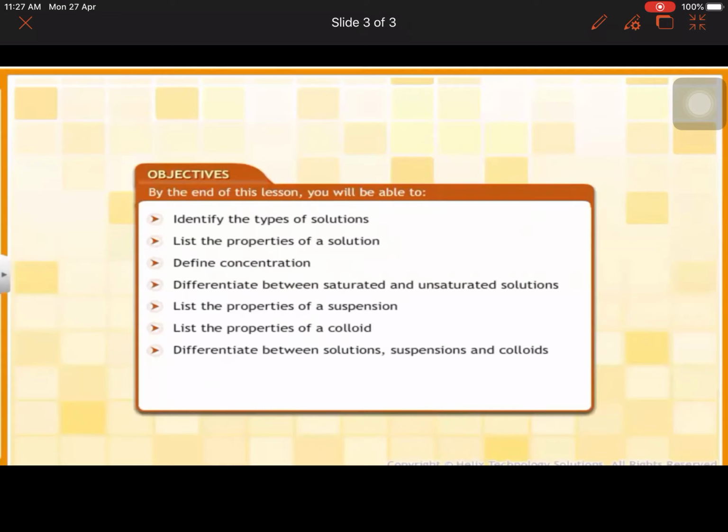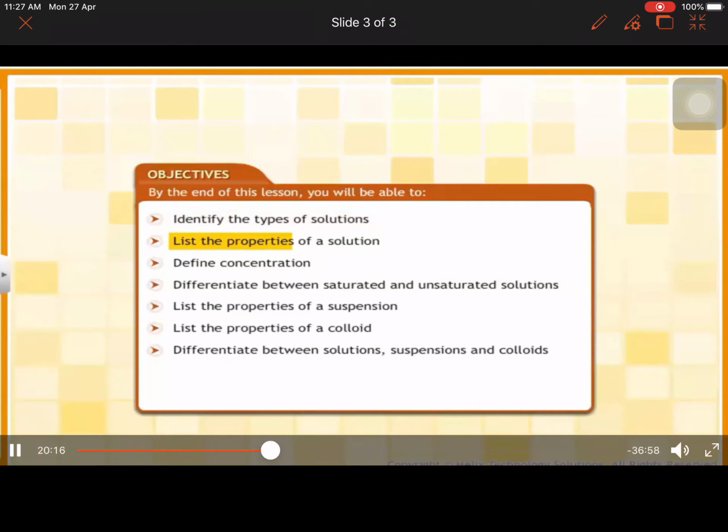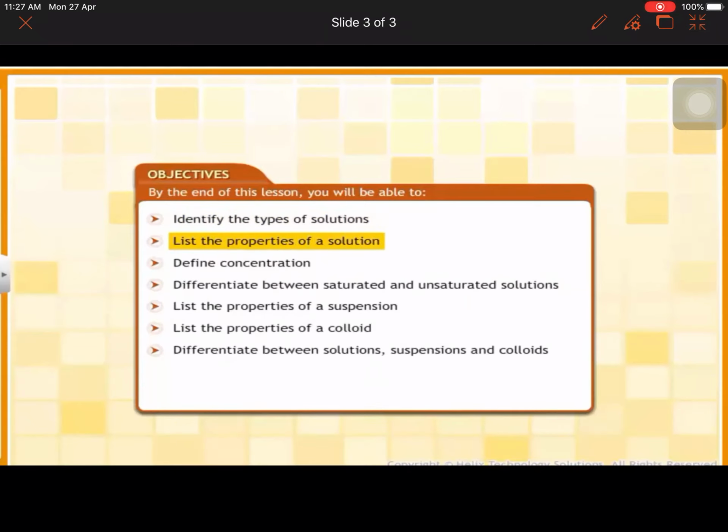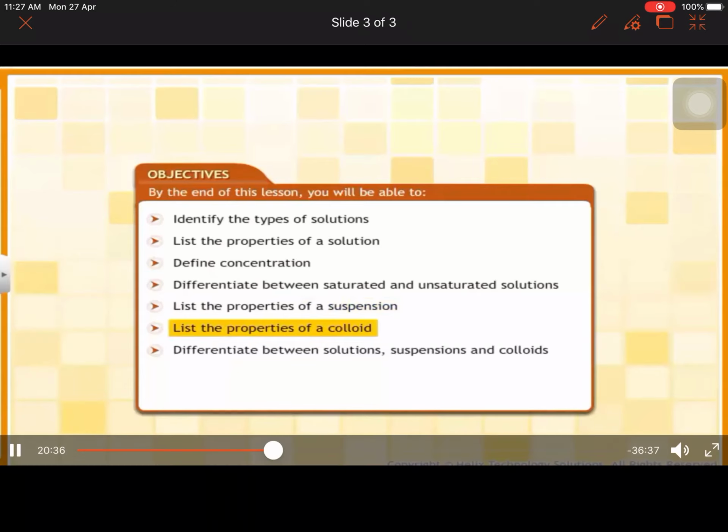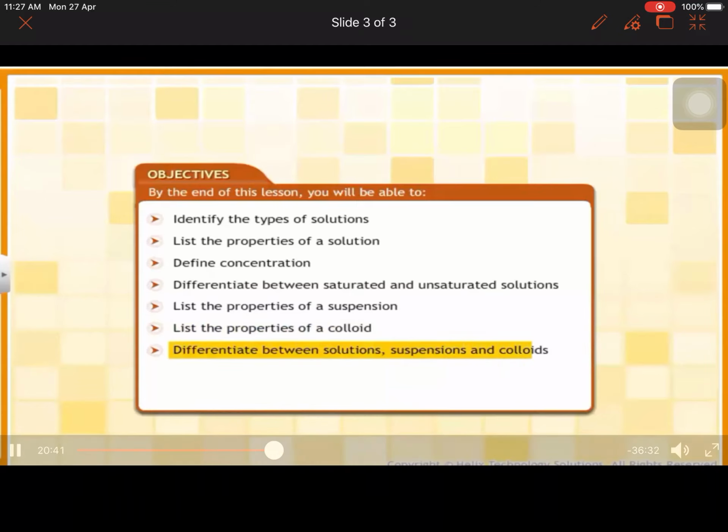Because that is not chemically bonded. This lesson is all about types of mixtures. By the end of this lesson, you will be able to identify the types of solutions, list the properties of a solution, define concentration, differentiate between saturated and unsaturated solutions, list the properties of a suspension, list the properties of a colloid, and differentiate between solutions, suspensions, and colloids.